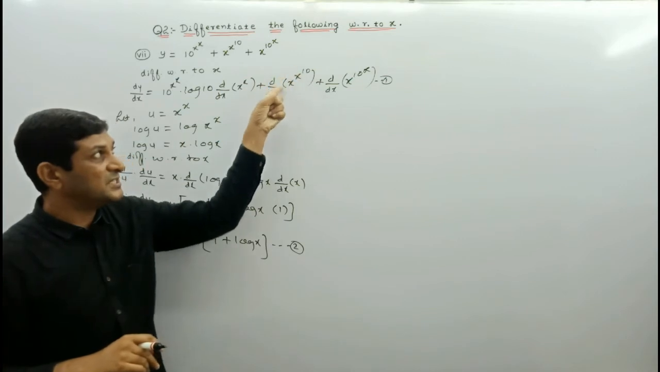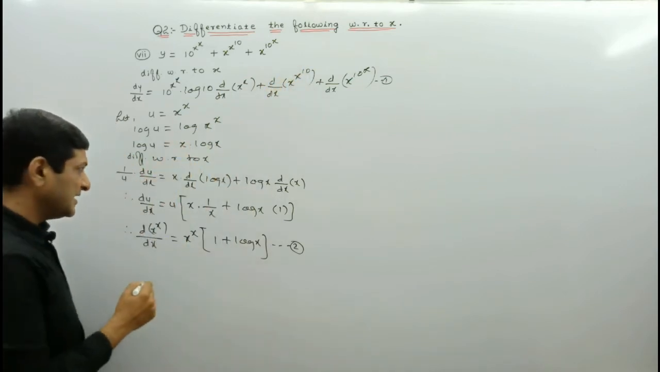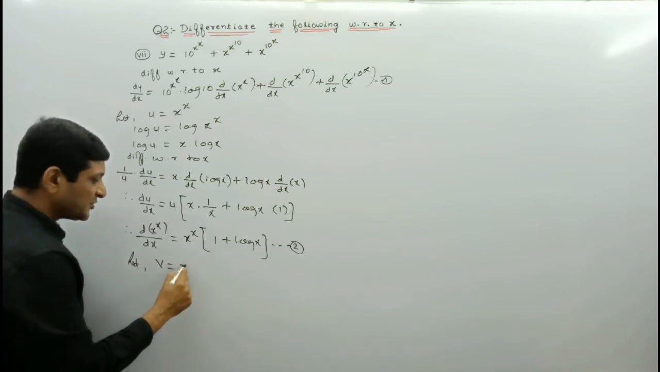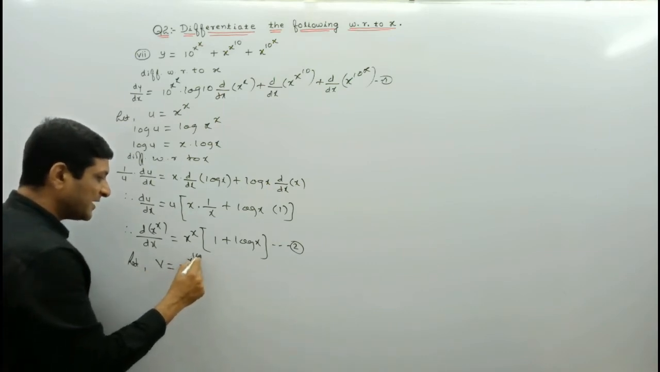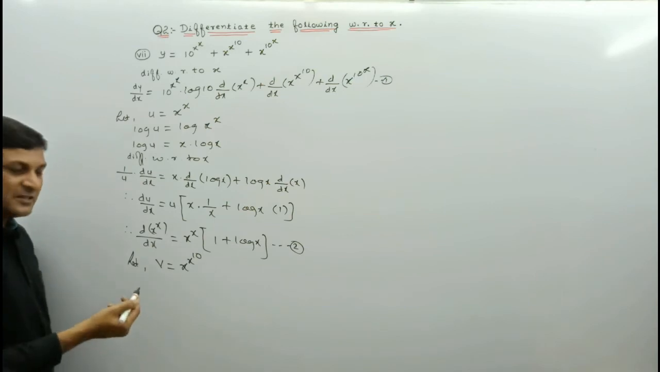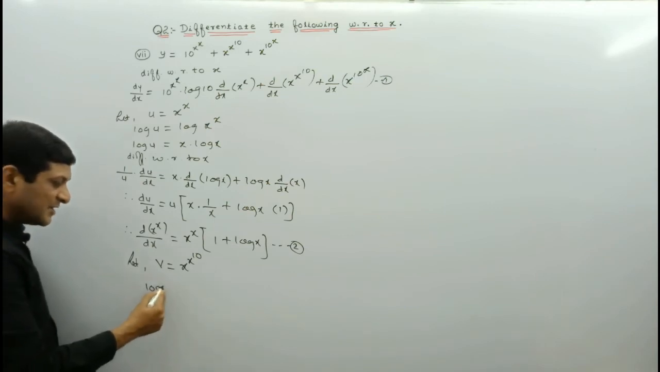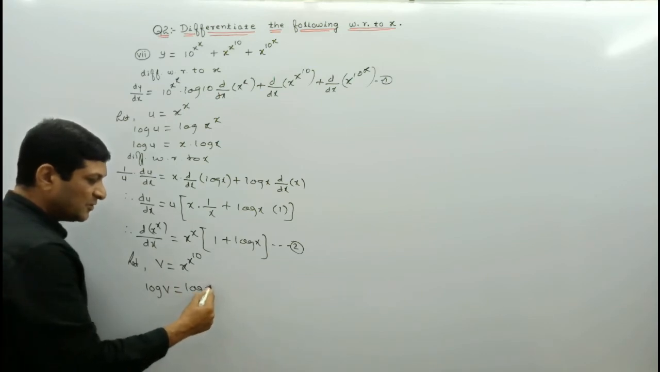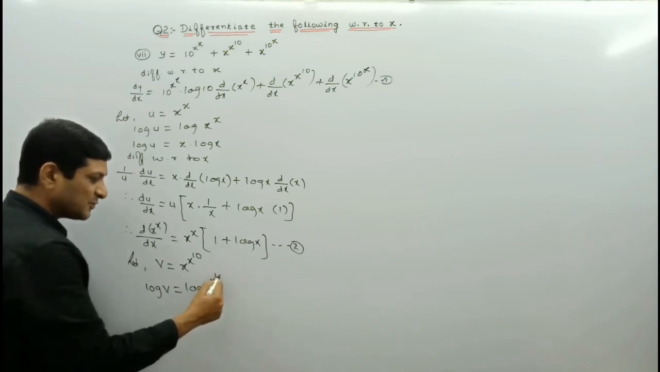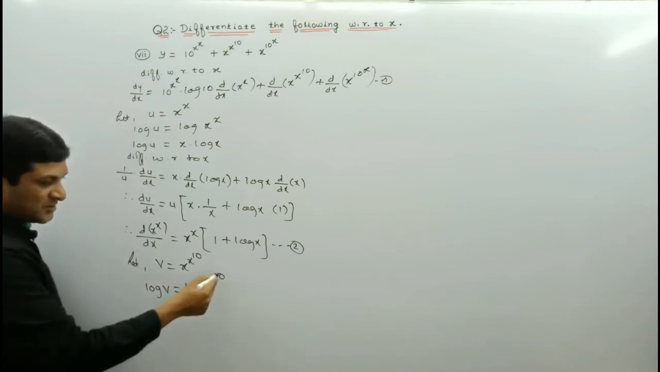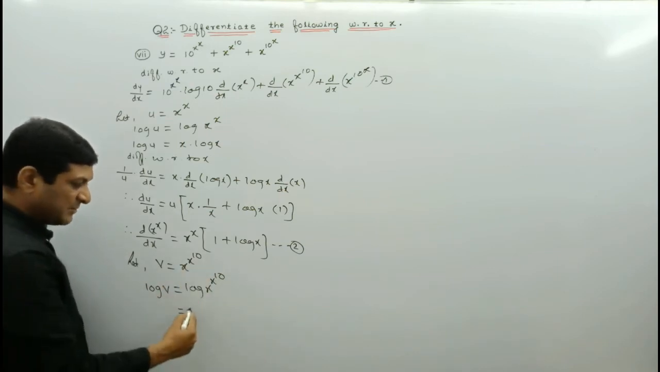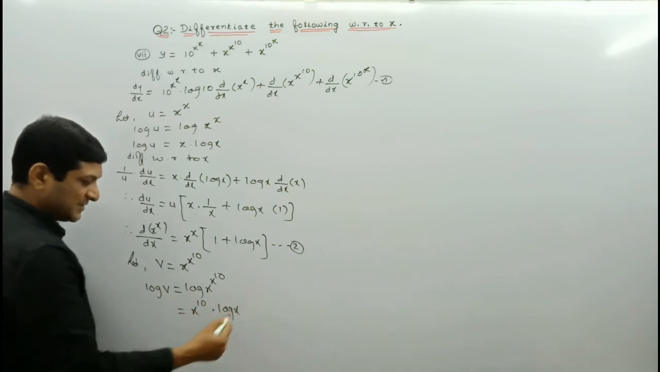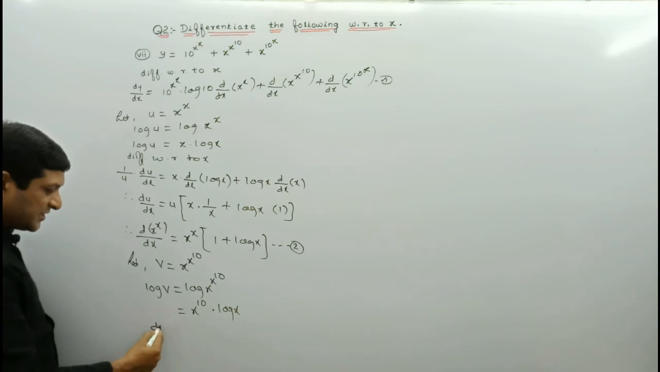So let us denote this function by v. So let v be equal to x raised to power 10. And since we have to apply the logarithmic differentiation method, we are taking log on both sides. So log v is equal to log of x raised to power 10. Now according to laws of logarithm, this power 10 can be taken as a coefficient. So x raised to power 10 into log x.